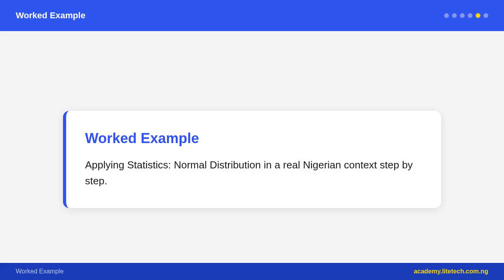WAEC Further Mathematics questions on normal distribution. Calculate probabilities by standardizing to z-scores and using tables. Find x from a given probability, inverse normal. Apply the 68-95-99.7 rule. Normal approximation to binomial.